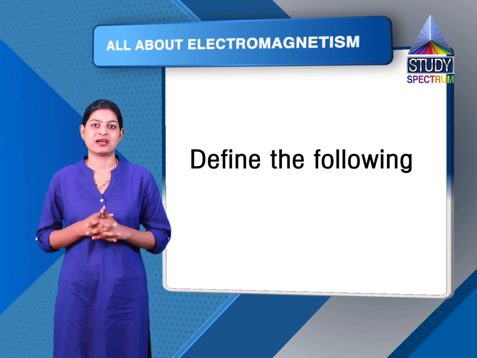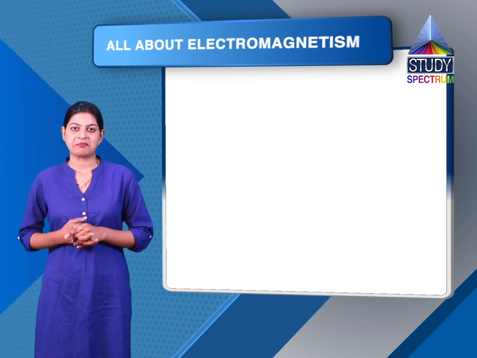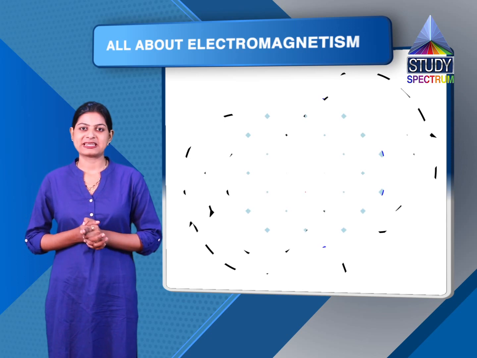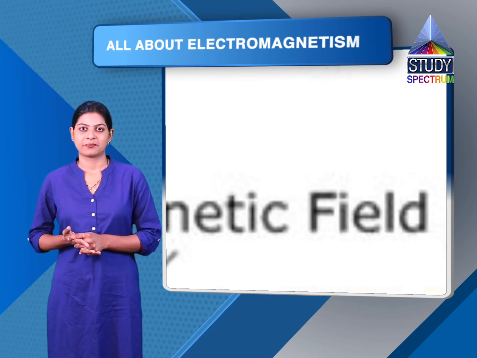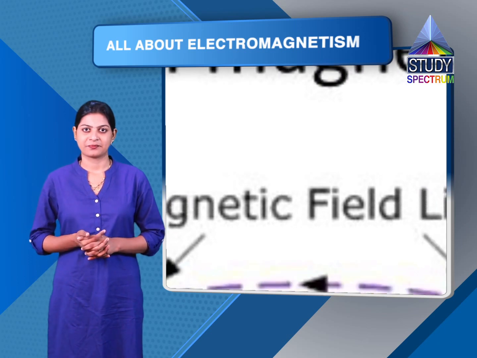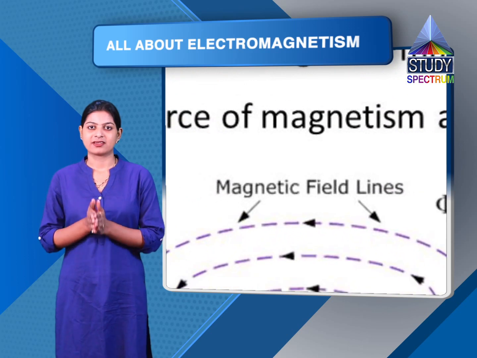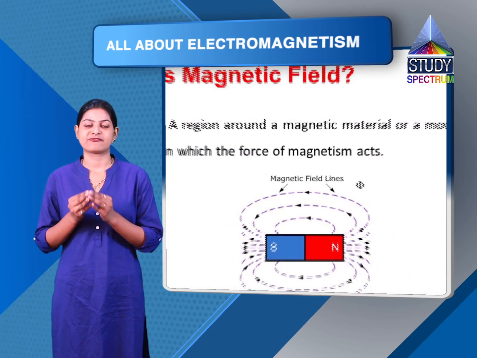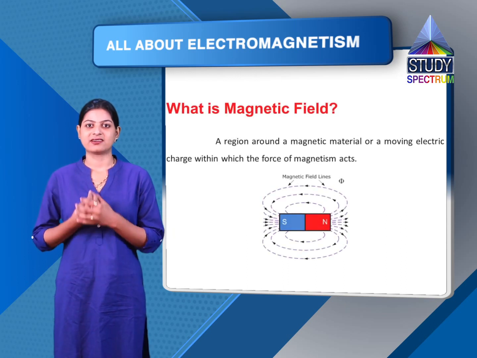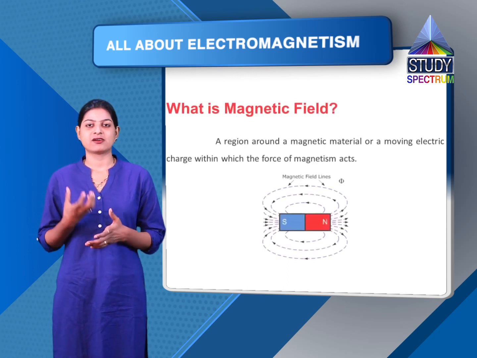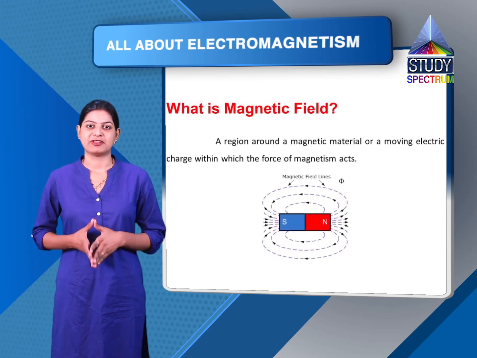The second question under the exercise is define the following. The very first is magnetic field. So what is a magnetic field? The definition is: whenever there is a magnet, the area under which the effect of the magnet is visible, or the area under which the magnetic lines of force appear or exist, is called a magnetic field.